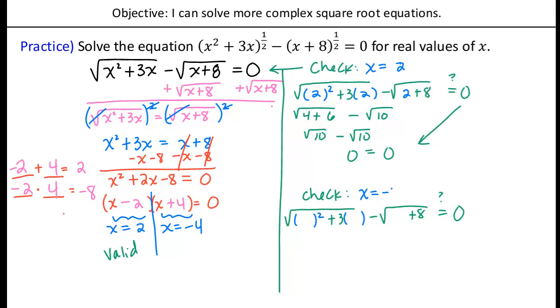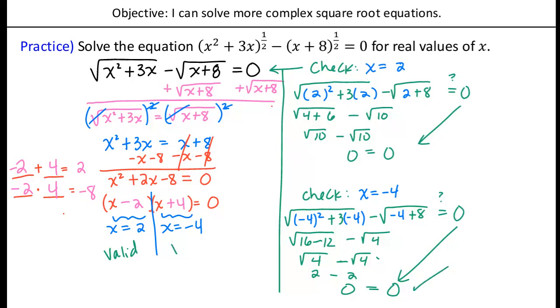All right, then you have to plug in a negative 4 for the next one. So everywhere there's an x, you plug in negative 4. And then we get the square root of what's negative 4 times negative 4? 16. Negative 4 times negative 4 is positive 16. And then 3 times negative 4 is negative 12. And then what's 16 minus 12? 4. And square root of 4 is 2. Minus the other one. Negative 4 plus 8, or 8 minus 4 gives you 4. So square root of 4 is also 2, so 2 minus 2 is 0. So that one is also valid. So for this one, they're both a solution. They both ended up being valid, so both of them would be your solution. Okay?